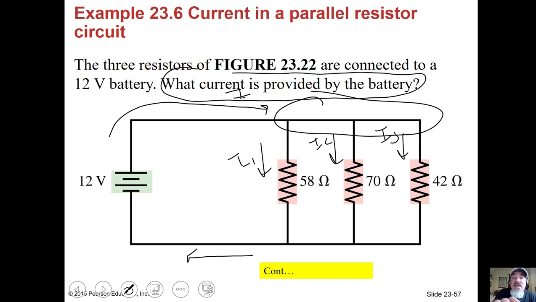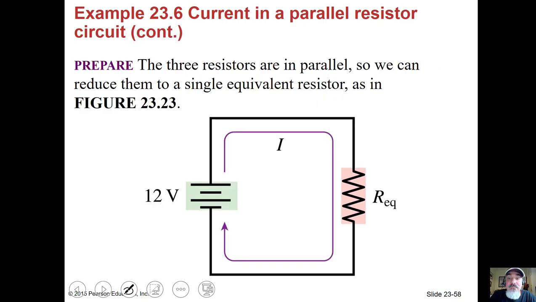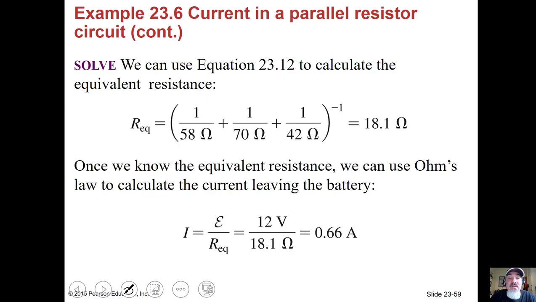So to analyze this, we've got to make this into a simple circuit. So these three resistors are in parallel. Let's replace them by one resistor, one equivalent resistance. So in parallel, we know how to add together resistors in parallel now. And here we're doing it. 1 over 58 plus 1 over 70 plus 1 over 42. You get that, and then you take the inverse of that. So you can take those three and replace them by one resistor with a resistance of 18.1. So here's what our simple circuit looks like.